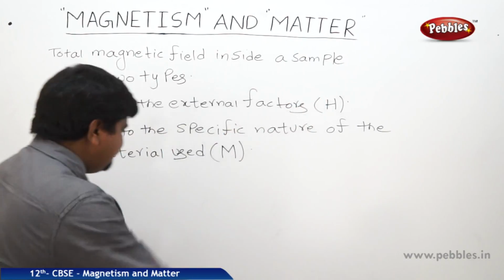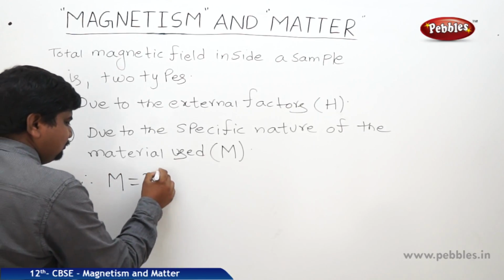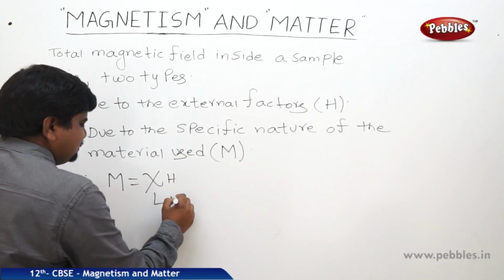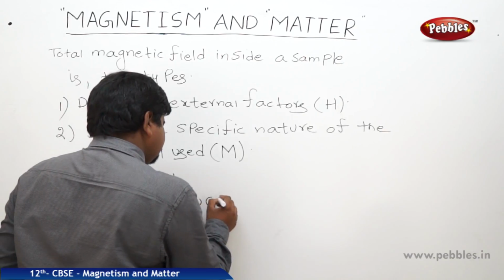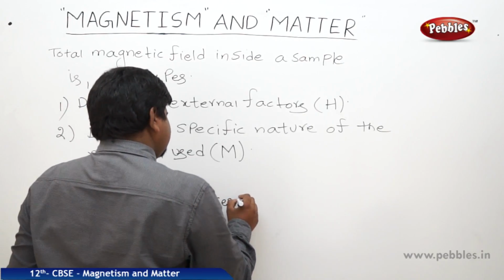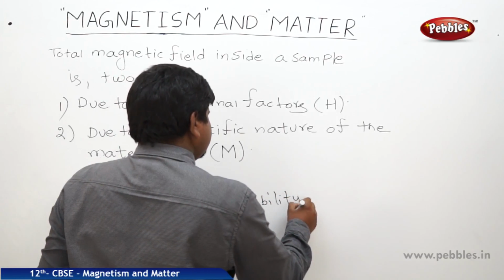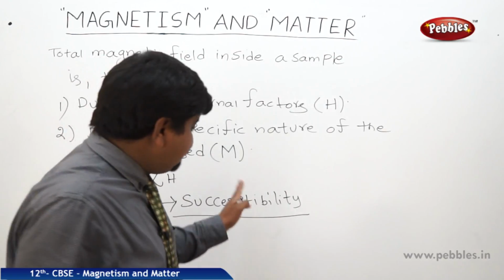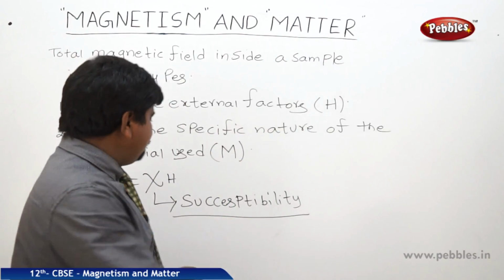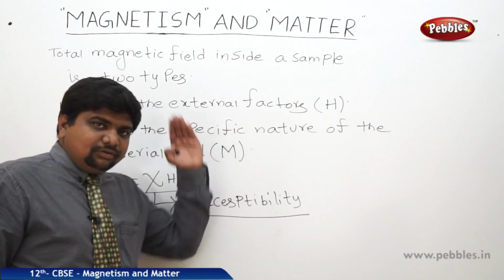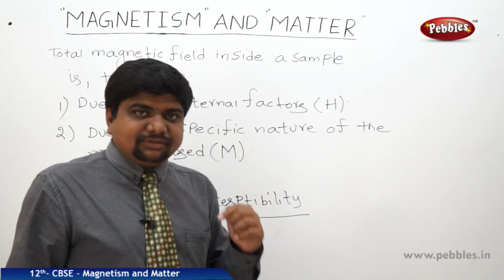These two are related like this: M is equal to chi H, where chi is called susceptibility. This susceptibility is one of the important terms used to classify magnetic materials. Now we are going to substitute M is equal to chi H in the previous expression to find the susceptibility values.